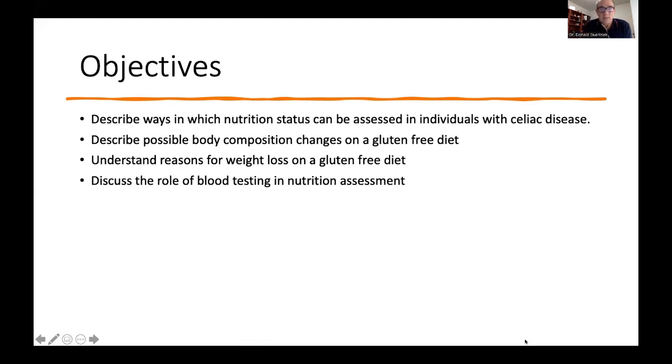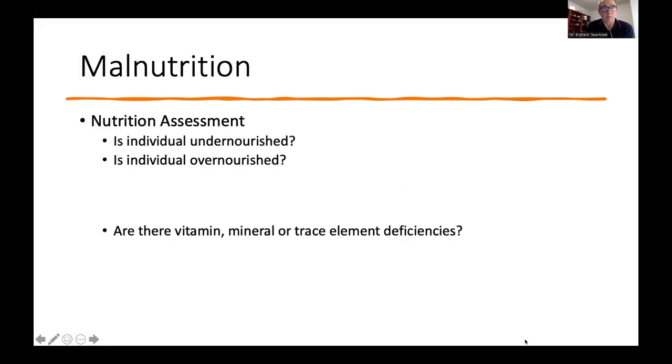So I was asked to talk a little bit about nutrition assessment in celiac disease. And what I'd like to cover in the next 15 minutes is ways in which we can assess nutritional status. I'll talk a bit about body composition, what happens when people with celiac disease go on a gluten-free diet, maybe understand some ways why people could lose weight on a gluten-free diet, and then talk a bit about blood testing and nutrition assessment and what we know about that. So we'll go quite quickly and hopefully give you an overview of these topics.